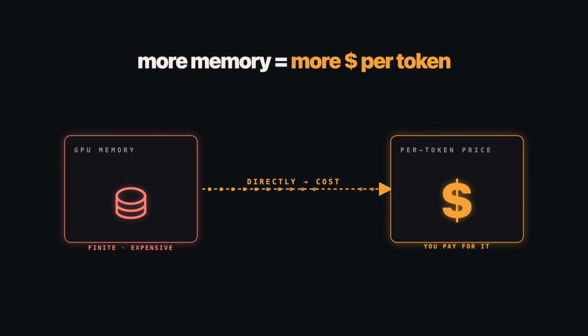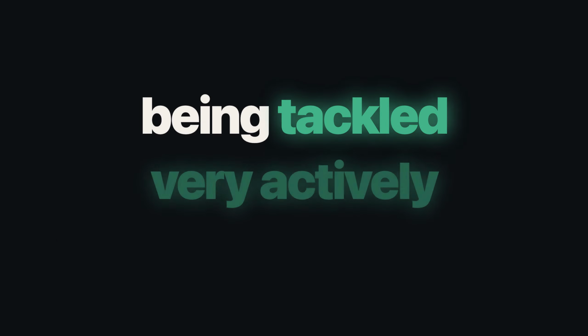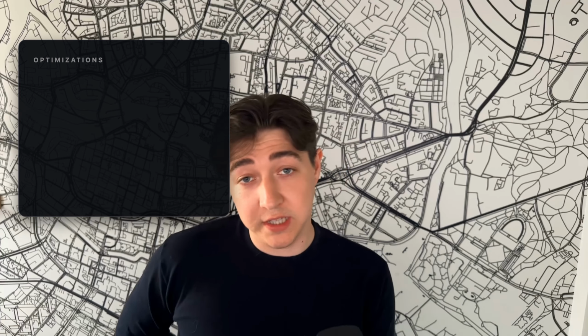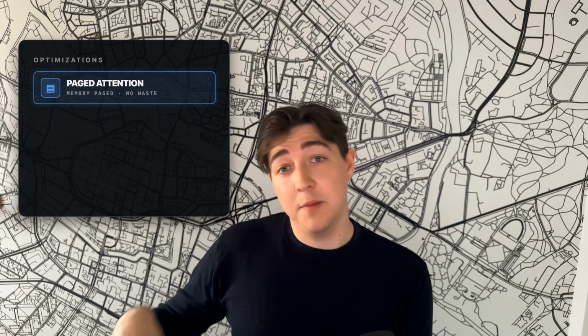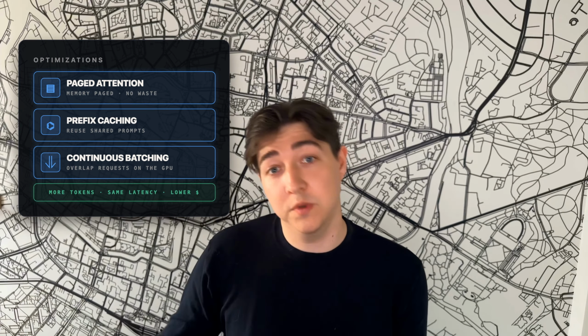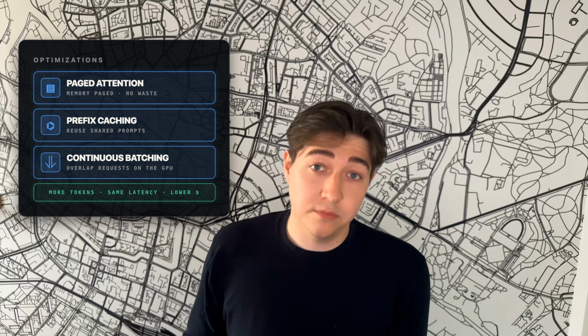This problem affects you as a consumer as well, as this memory requirement directly correlates to the price you have to pay for your tokens. The good news is that this problem is being tackled very actively right now. We have various optimization techniques, like paged attention, prefix caching, and continuous batching, that allow you to consume more tokens with the same latency and lower price.